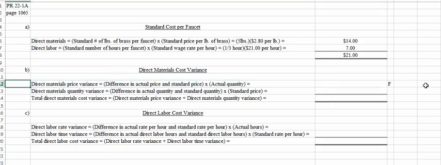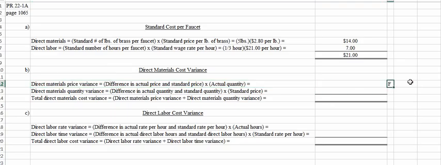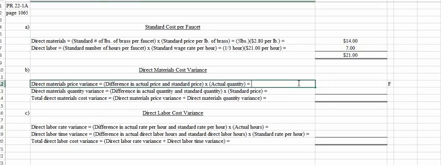Now let's think about why. Because our actual price per pound of brass, $2.72, is less than the standard price per pound of brass, what we expected to pay, or our budgeted price. So what we actually paid is less than our budgeted or estimated price. So this variance is going to be favorable. It worked out in our favor, right? We paid $2.72 when we expected to pay $2.80 per pound.